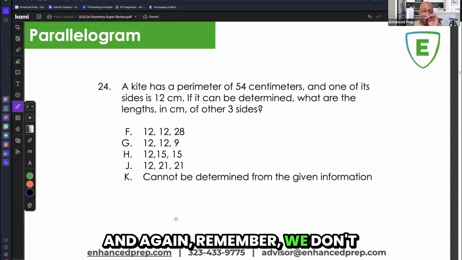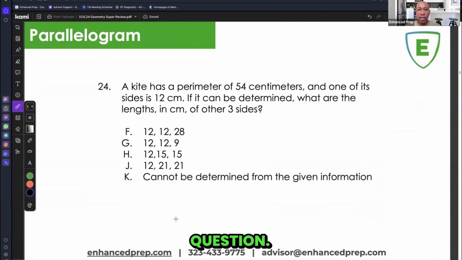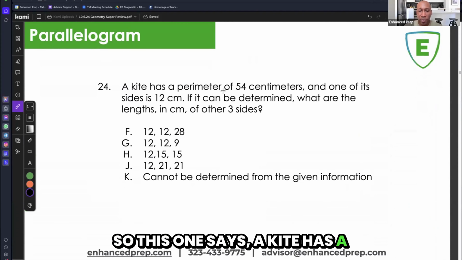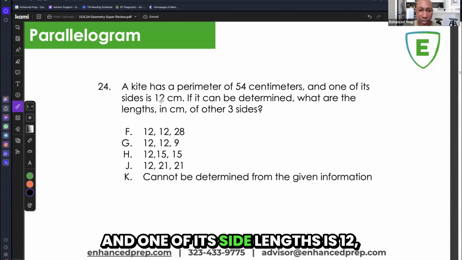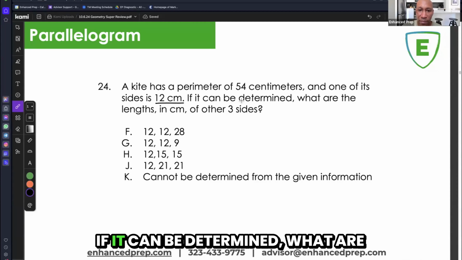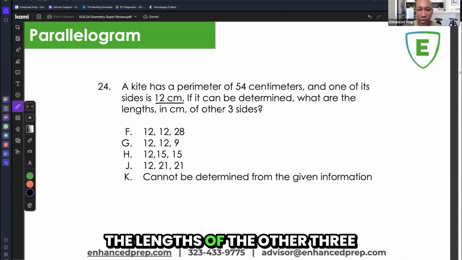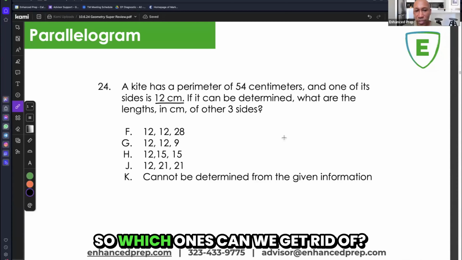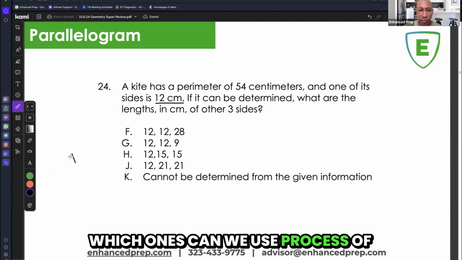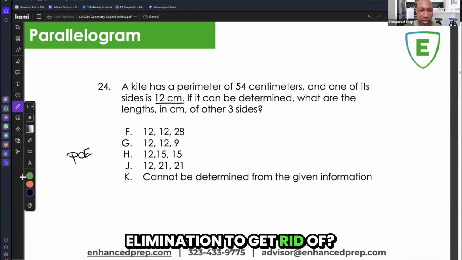And again, remember, we don't necessarily need to solve every question. Some are just going to be reasoning type of things, right? So this one says a kite has a perimeter of 54 centimeters, and one of its side lengths is 12. If it can be determined, what are the lengths of the other 3 sides? So which ones can we get rid of? Which ones can we use process of elimination to get rid of?